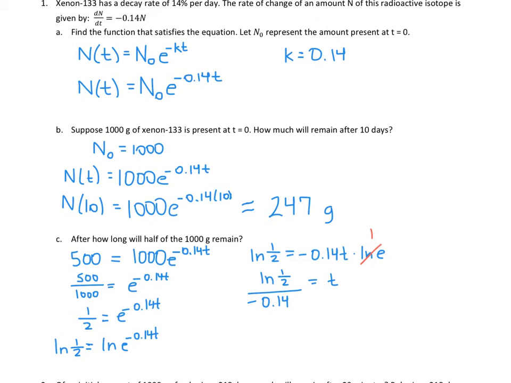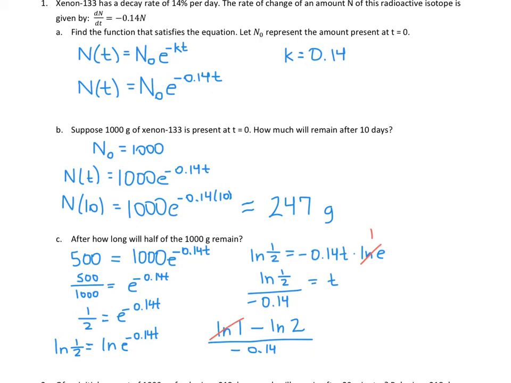So we have natural log of 1/2. Well, the property of logarithms says that I can take that quotient and break it up into subtraction. So I can write it as natural log of 1 minus natural log of 2. And that's one of the properties of logarithms that we reviewed previously. And then this is being divided by negative 0.14. Now the reason I did this, one of the things is the natural log of 1 is just equal to 0. So that's going to go away.